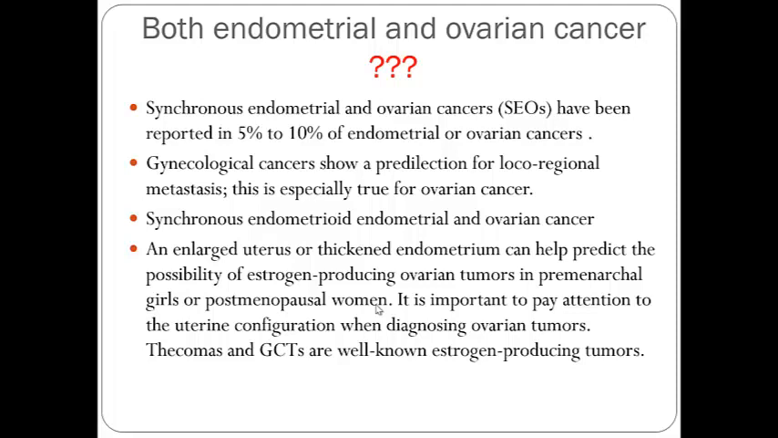Enlarged ovaries and thickened endometrium can also help predict the possibility of estrogen-producing ovarian tumors, especially in the premenarchal age. They go with precocious puberty, and in the postmenopausal age group, they come with abnormal uterine bleeding. It is important to pay attention to uterine configuration when diagnosing ovarian tumors. The most common estrogen-secreting tumors are the thecomas and the granulosa cell tumors.